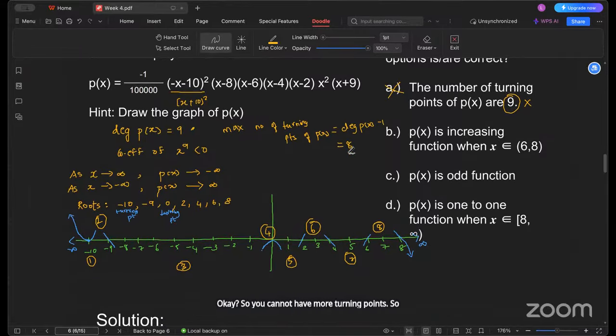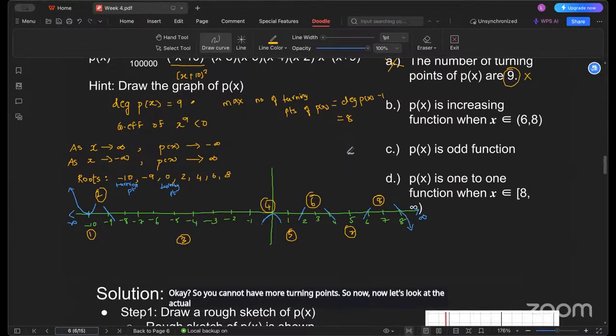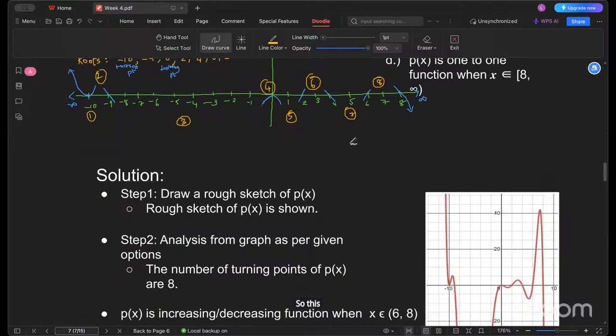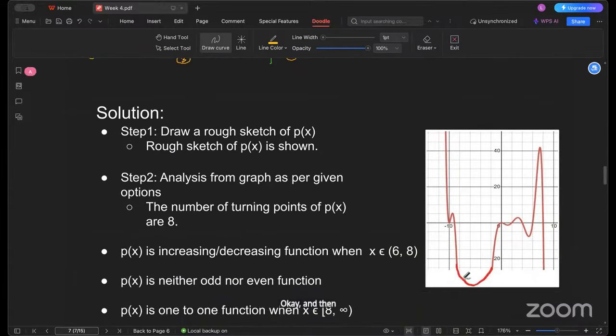So now let's look at the actual graph and see how far we were able to make it. So this is the actual graph. You see at minus 10, it's coming up and going down like this. And then again it's coming down, down, down, going up.